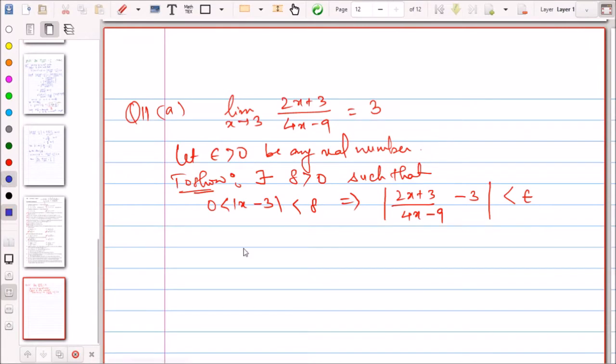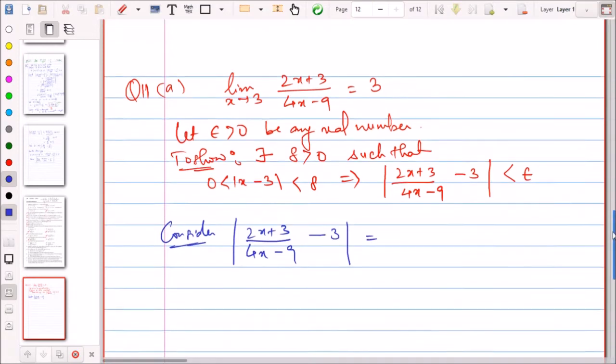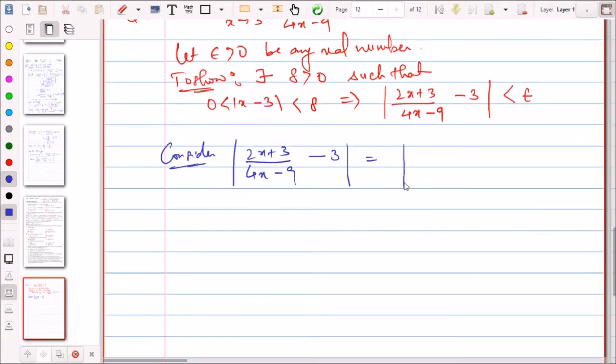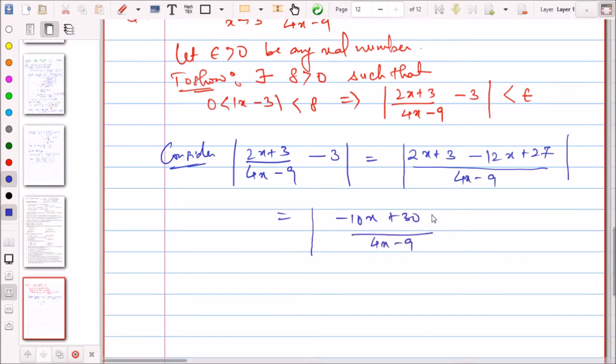So we will start with (2x plus 3) upon (4x minus 9) minus 3. This we can write as (2x plus 3 minus 12x plus 27) upon (4x minus 9). When we simplify it, we get (minus 10x plus 30) upon (4x minus 9). So this is 10 times 1 upon |4x minus 9| times |x minus 3|.